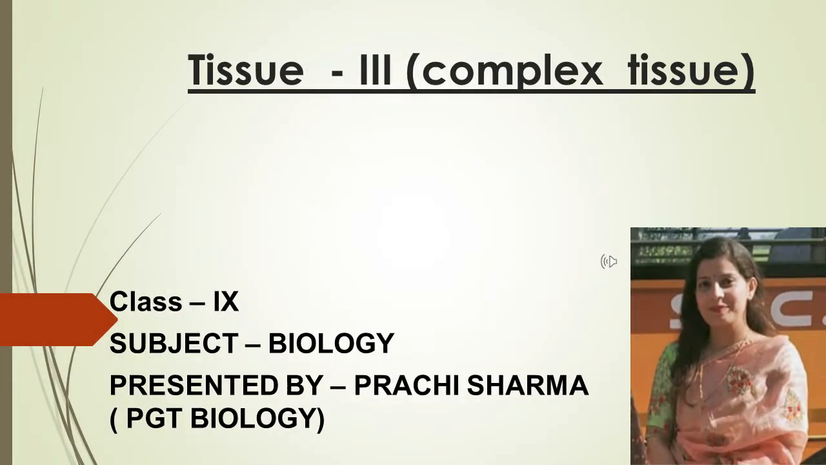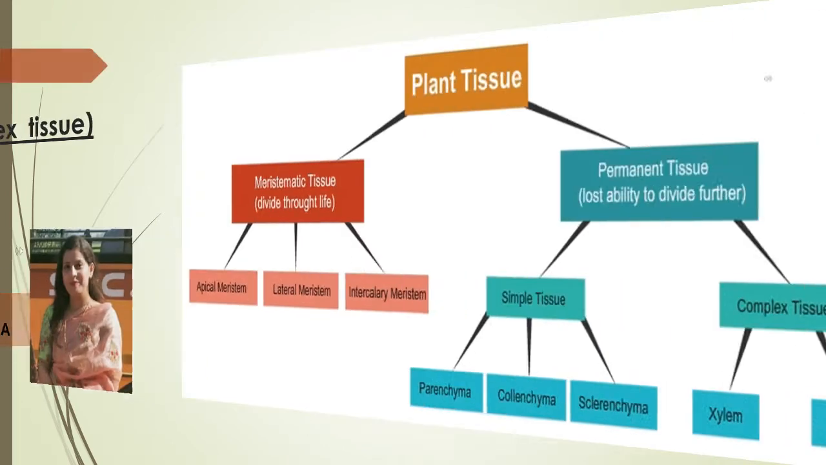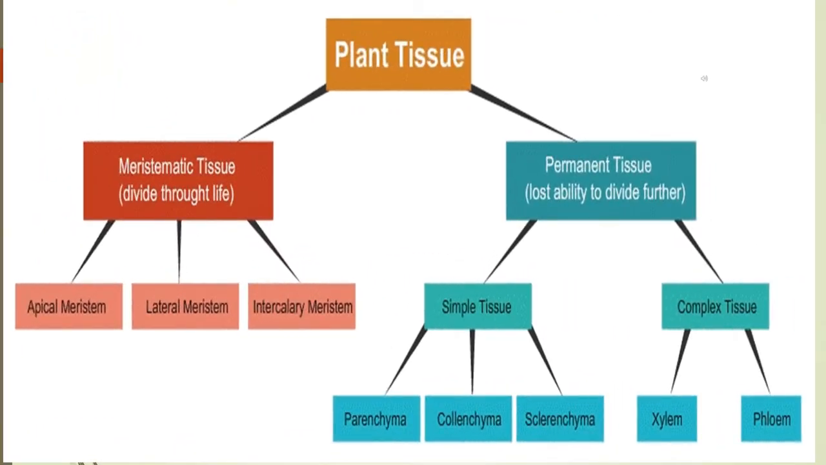Welcome students. Today we will start our next topic of chapter 6, Tissues, of class 9th biology, that is complex tissues. We know that there are two types of plant tissues, meristematic tissues and permanent tissues. In the previous lecture we got to know about the meristematic tissues and its types, and also about permanent tissue and one of its types, that is simple permanent tissue. Now today let's understand about complex permanent tissues.